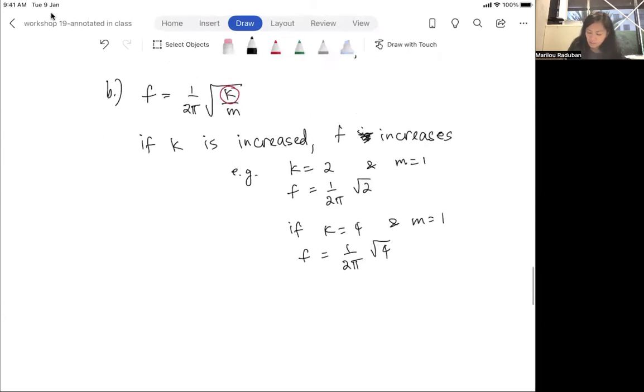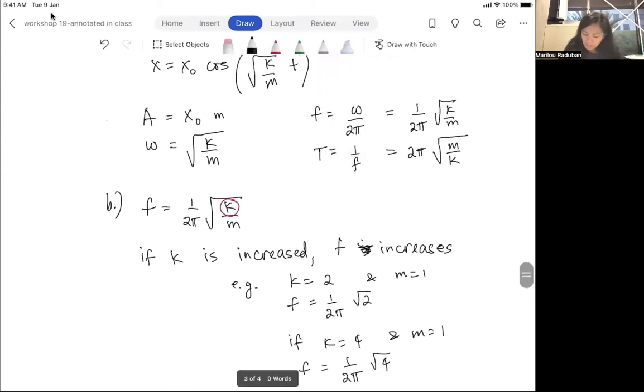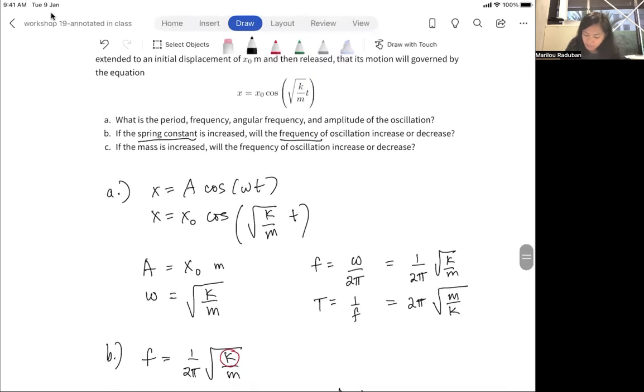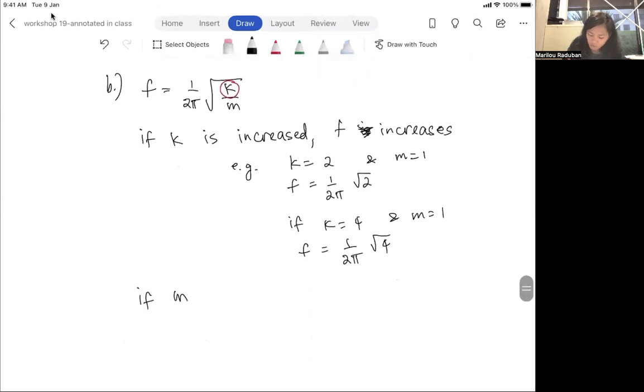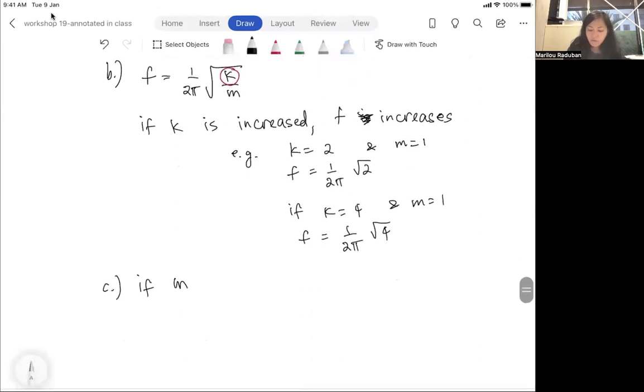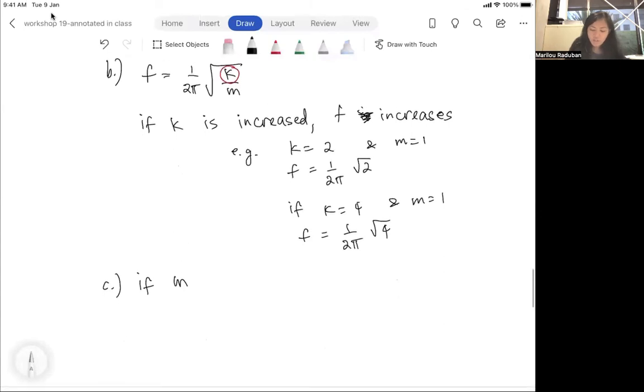So you can answer that question as well in that way by putting numbers. Now for the mass, if mass is increased, what will happen to the frequency of oscillation? So the mass also comes into this equation for frequency. Notice how the mass is in the denominator, but frequency is in the numerator. So they're on opposite sides of the division bar.